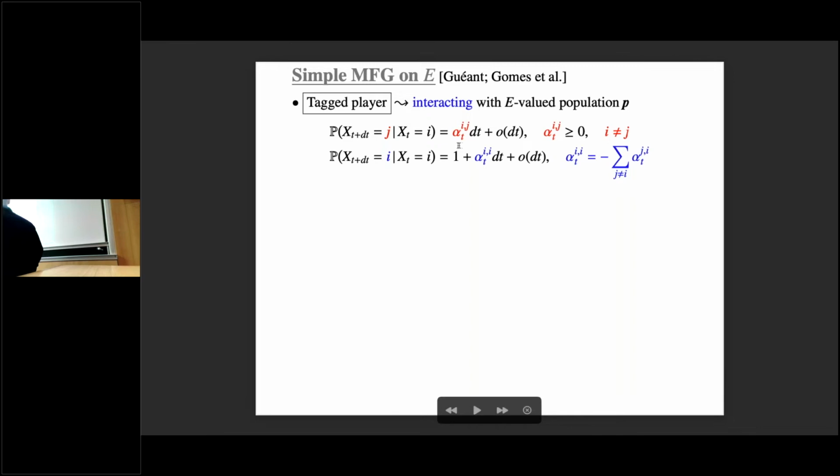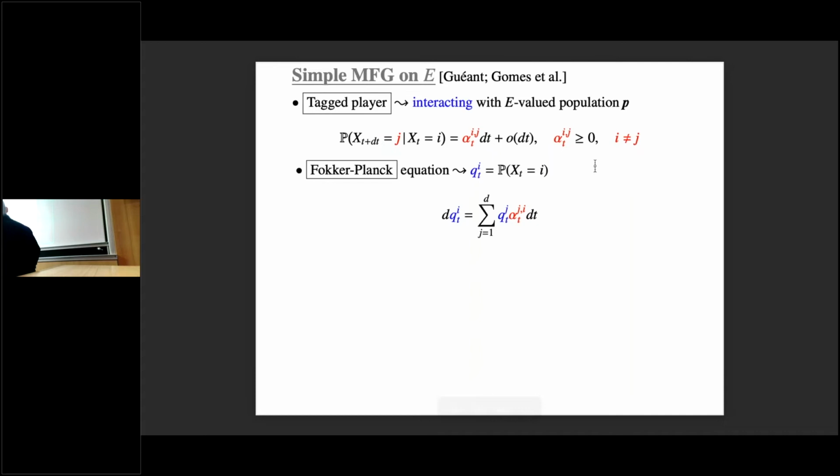And now, for sure, you may stay in i, and with very big probability in small time you stay where you are, and the probability is 1 plus alpha ii, which is in fact 1 minus the rates of the others, times dt. Okay? Here I'm going to say that you control, this is the simple model. I'm not saying that this is a general model, but this is the very first model that people used in mean field games for a finite set. What you control is precisely the intensity or the rates. You are going to tune the rates. This is a kind of velocity, and you are tuning the rates of jumping from one state to another state.